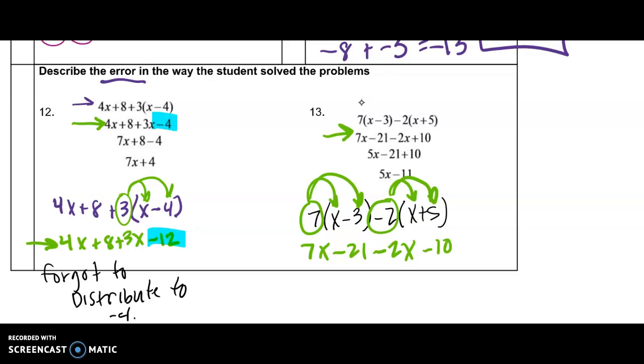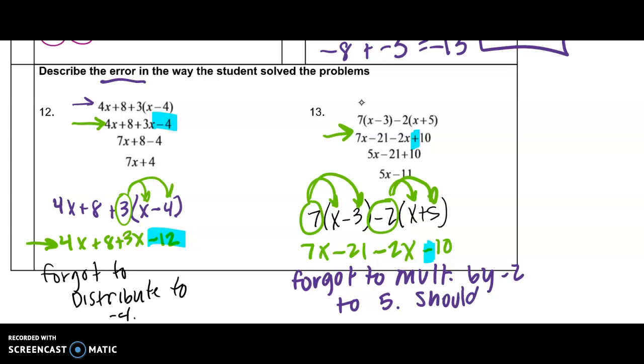So now let's compare that to their step 2. We both have 7x. We both have minus 21. We both have minus 2x. Oh, here is where they messed up. They forgot to multiply by negative 2 on the second number. So they forgot to multiply by that negative 2, and therefore it should have been a negative 10, not a positive 10.